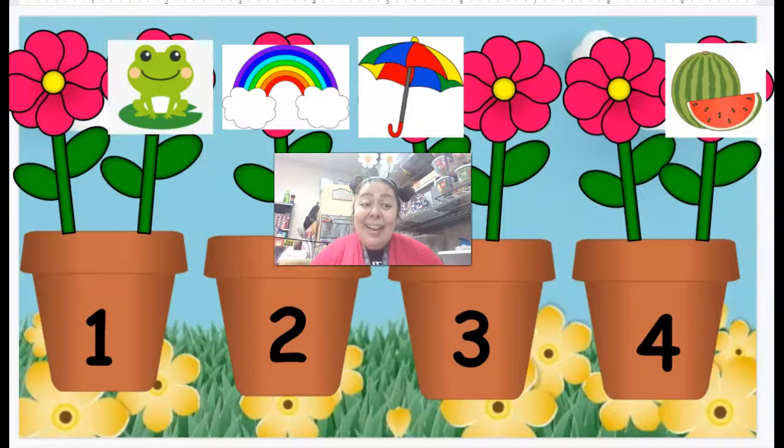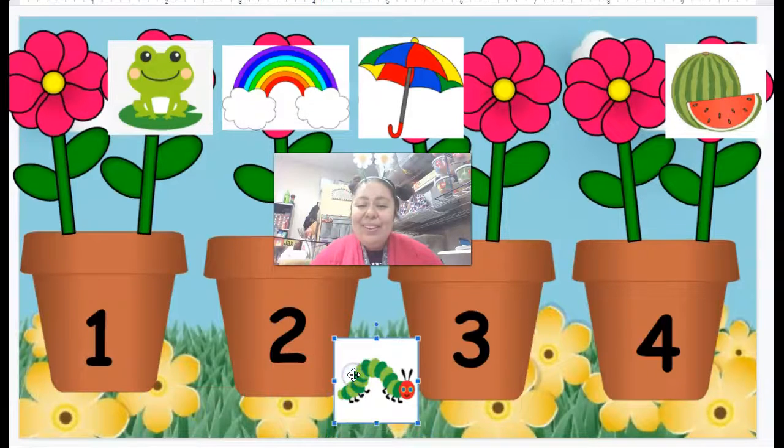All right, let's look at the next one. It's a caterpillar. We have caterpillars in the library, and we're watching them to see what they turn into. So let's figure out how many syllables are in the word caterpillar. Hand up, fingers ready. Caterpillar. 4 syllables. So I need to find the pot with number 4. Here it is, and let me move it to that flower.